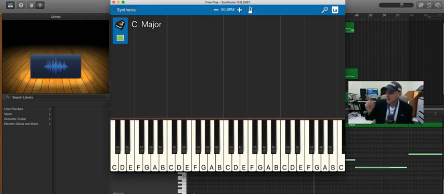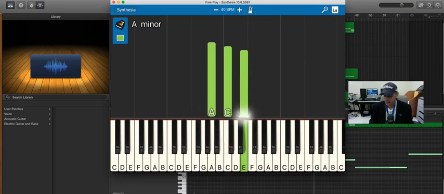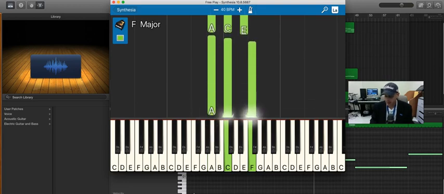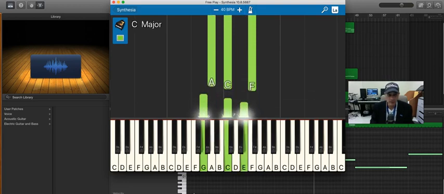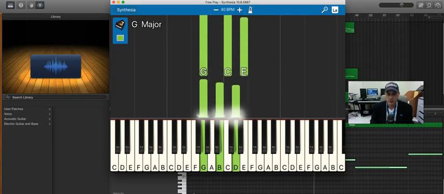Alright, here we go. We're going to start off with the A minor chord. That's going to be on ACE. Next chord, ACF, which is an F major chord in first inversion, followed by a C chord, GCE, in second inversion, followed by GBD in root position.